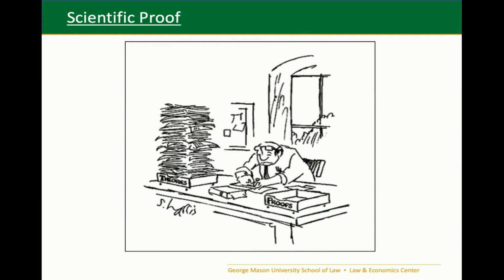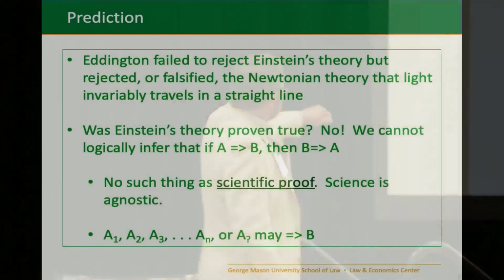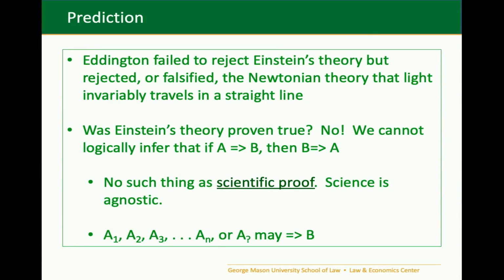Can you read it? One bin is theories, full of papers. The other bin is proofs: zero. Okay. All right. So the point here is that there are all sorts of theories out there. We have the theory that mass bends light. We could have some other theory to explain the position of stars, still another theory. We don't even have a clue how many other possible theories there are.